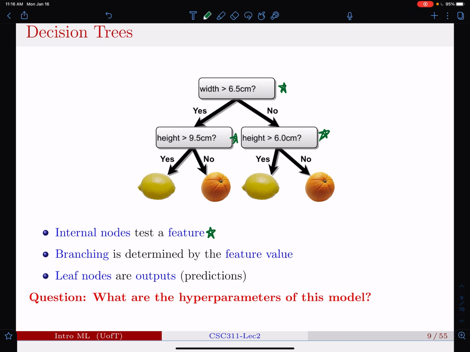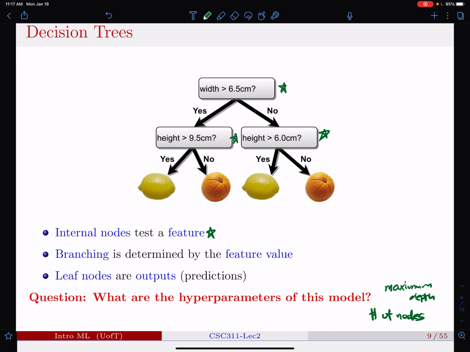Quick question, what are some potential hyperparameters of this model? Yeah. Maybe the number of internal nodes. The number of nodes, yeah, that's a potential one. Yeah, go ahead. The maximum depth of the tree. Yeah, maximum depth is a pretty natural hyperparameter. So these are different possible design choices we can make. So depth, maybe the number of nodes. And later when we're working with training data, yeah, go ahead.